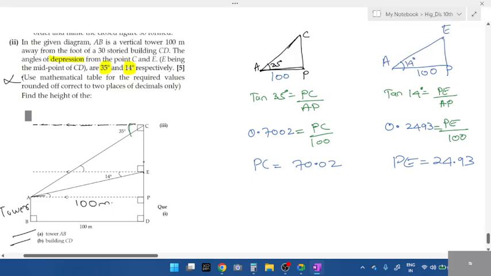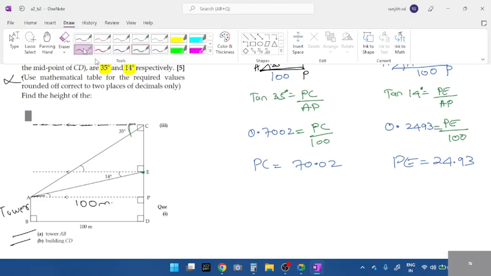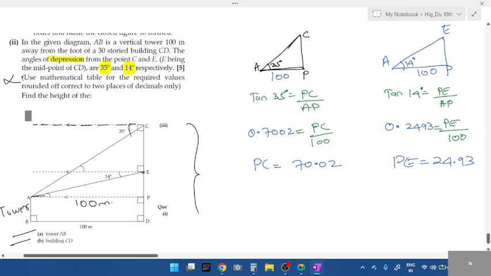Okay. What they've given here, students, is that E is the midpoint. What do you mean by midpoint? E is the midpoint of which line? CD, right? So what do you mean by that? CD is the building. If CD is 100 meters and E is the midpoint, what about PE? EP will be 50 and 50. In order to find the height of tower AB, which one is required? We need to find PD, right?